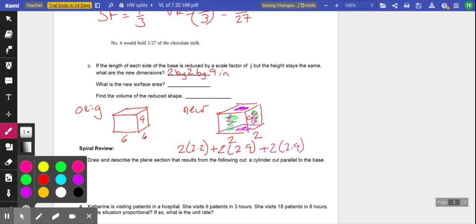Okay, so we work it out. 2 times 2 times 2 is 8. 2 times 2 is 4, times 9 is 36. 2 times 2 is 4, times 9 is 36. 36 plus 36 is 72. 72 plus 8 is 80. So this would be 80 inches squared.